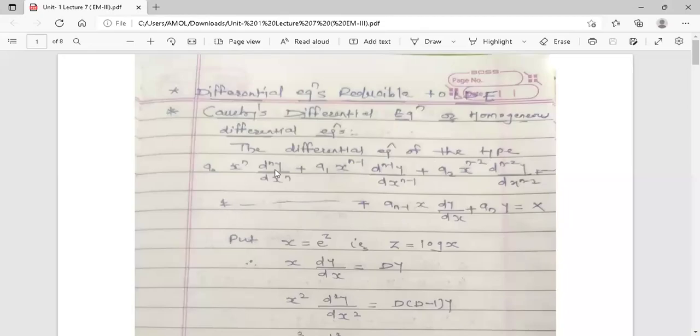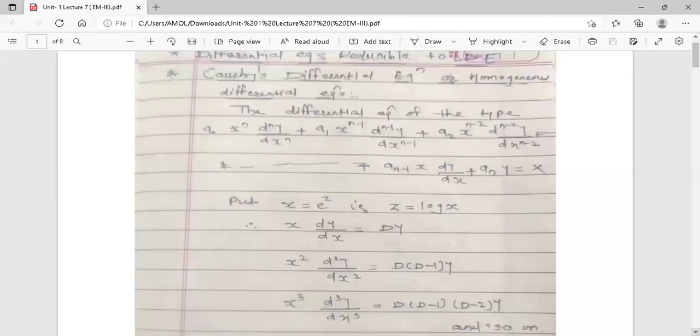Now it is not an LDE, linear differential equation with constant coefficients, but we want the solution of this differential equation. To find a solution, first we have to reduce it to an LDE, then we can find its solution. Now, how to reduce this Cauchy's differential equation to LDE? That is the question. Using one particular substitution, you can reduce this Cauchy's equation to LDE.